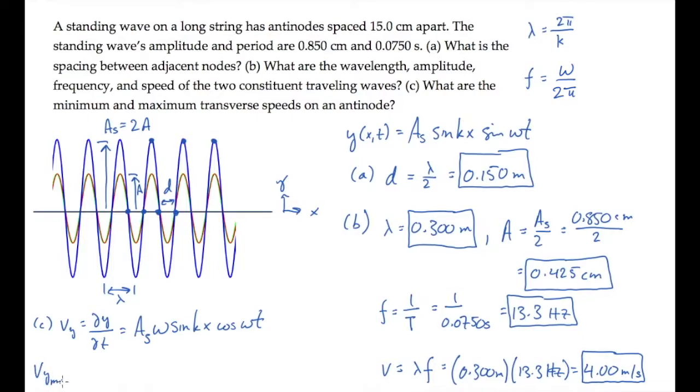So the minimum value of this velocity, which is 0, occurs where the cosine term equals 0, and the maximum value occurs where the cosine term equals 1. Substituting the values for the amplitude and omega gives us a maximum speed of 0.710 meters per second.